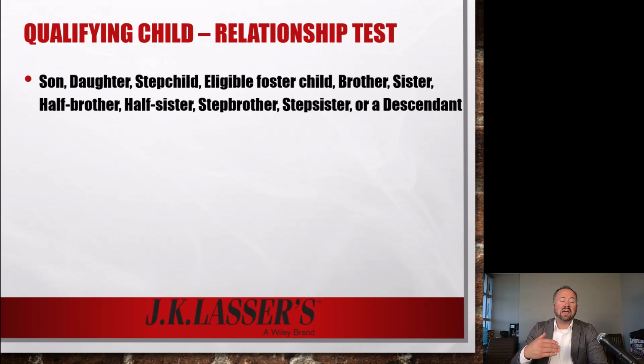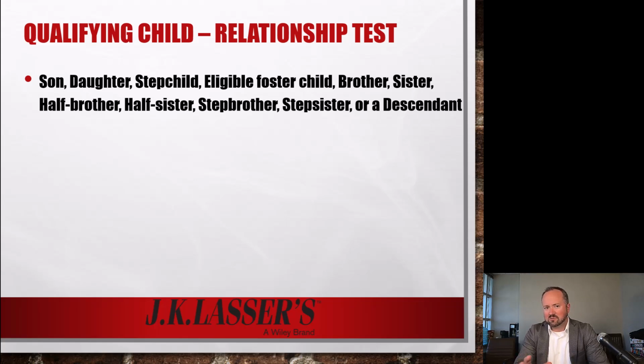It could be, as a qualifying child, your brother, your sister, your half-brother, half-sister, stepbrother, stepsister, or any descendant of these relatives. The way I like to think about the qualifying child relationship test is out and down. Can't go up, but it can go out and down. So descendants of any of these relatives would be, for example, my sister's children, right? My nephews could potentially be a qualifying child in the correct situation.